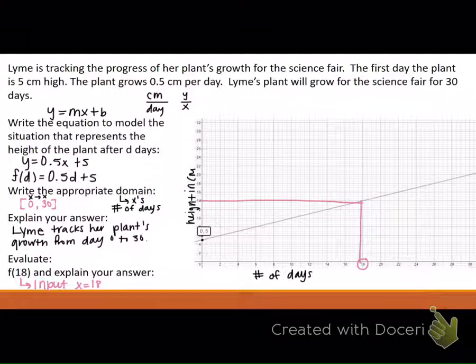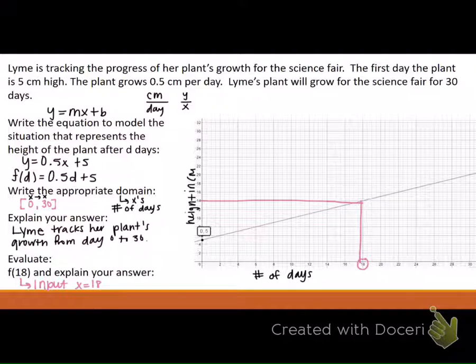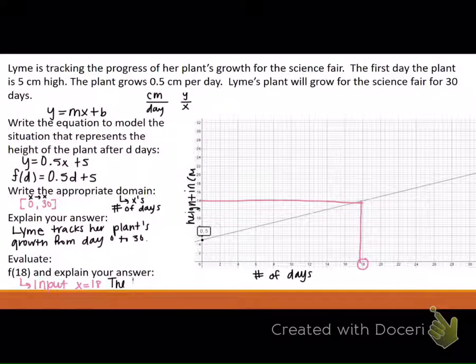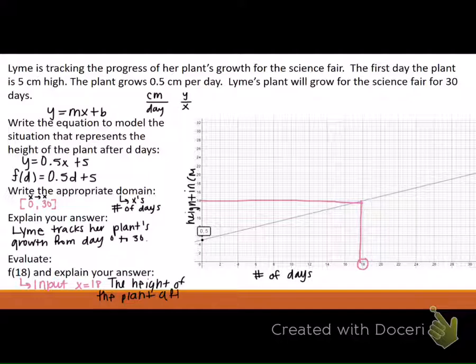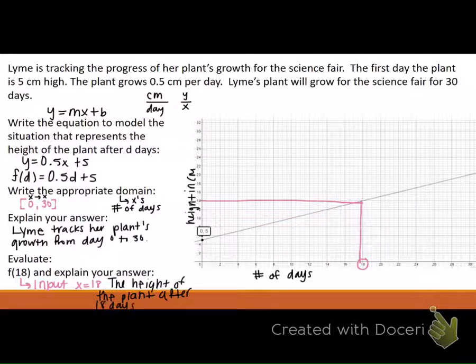Can anybody read what that says for the height? 14. So the height of the plant after 18 days is 14 centimeters. Okay, if you are like Justin who hates these graphs because they're so tiny, what could you have done instead?